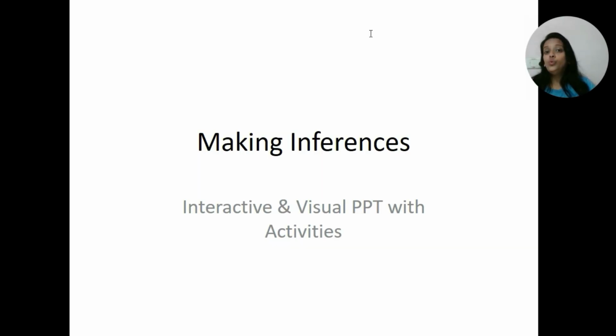In today's video, we are going to explore making inferences. So we are becoming detectives now of words and pictures. We are going to learn how to make inferences, that magical skill which helps you figure out what's not said but is meant. Ready? Let's get started.